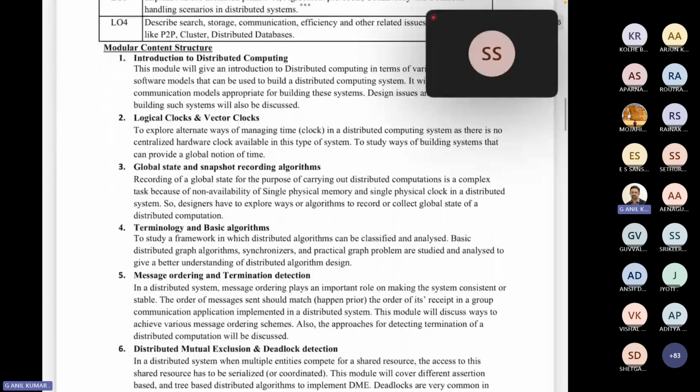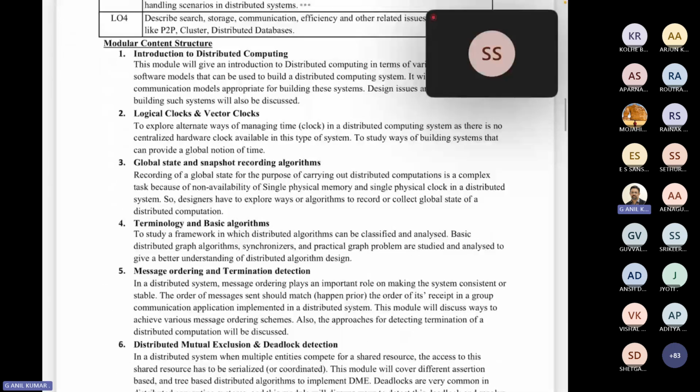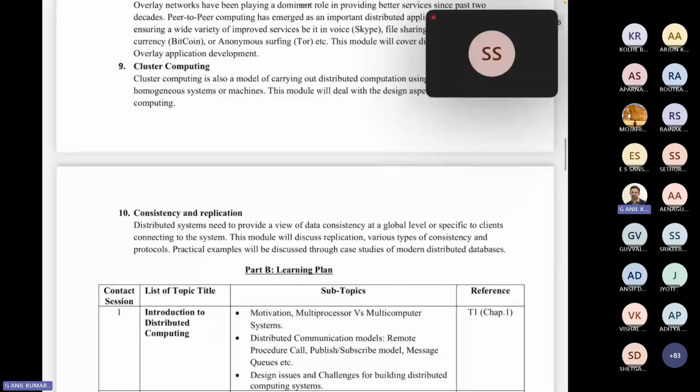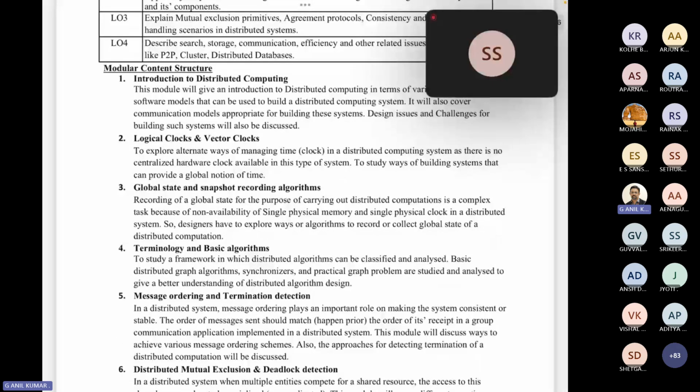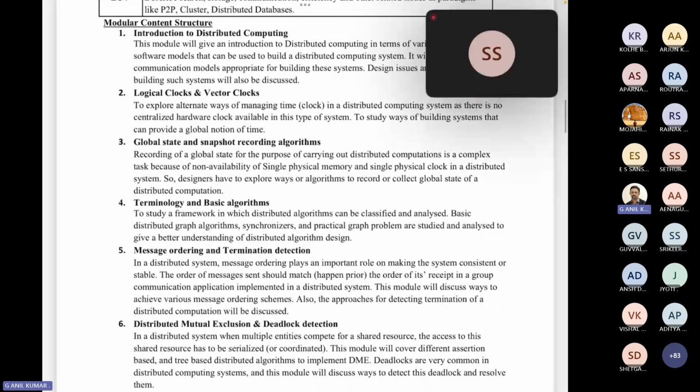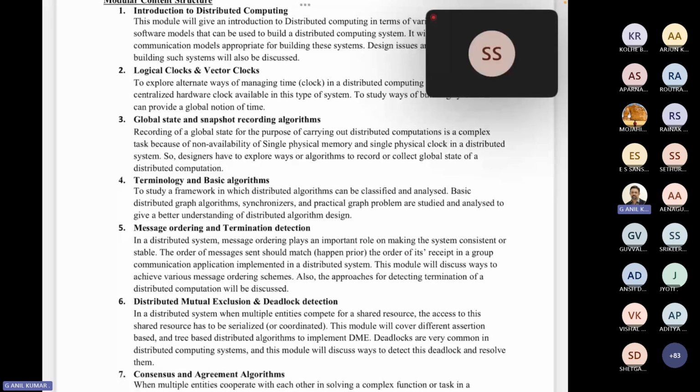So the learning outcomes: basically the entire course has been structured into 10 modules, as you can see here. There are 10 modules for this entire course. So basically we'll try to understand what distribution is. In the first module, we'll understand what is distributed computing. Then we'll try to understand the logical clocks. In the third module, we'll speak about snapshots.